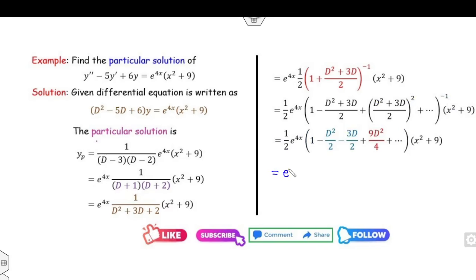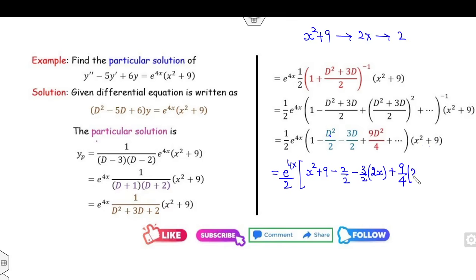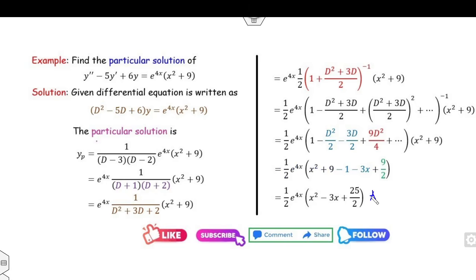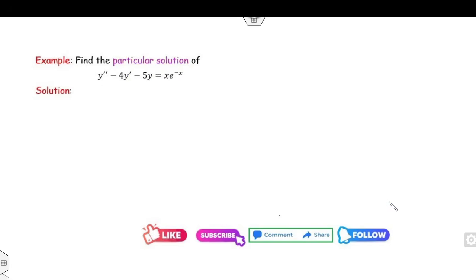Now you can open this bracket. It's e raised to power 4x over 2. If I use them, it's x square plus 9. What is the second derivative of x square plus 9? First derivative is 2x, second derivative is 2. So that will be my 2 over 2 minus 3 over 2. The first derivative is 2x plus 9 over 4. Second derivative of this is 2, and so on. Now you can simplify that. It is 1. This will be cancelled out. This will cancel out. And after the simplification, you will get the right answer as this. This is the way you can easily solve these exponential and polynomial terms.